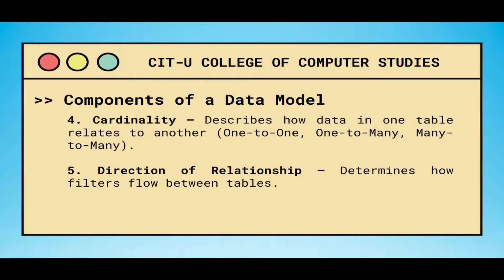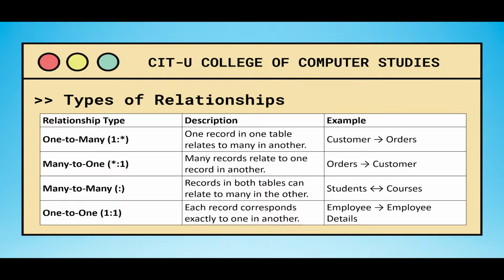Then we have cardinality. So when we say cardinality, this describes how data in one table relates to another. So it's either one to one, one to many, many to one, and many to many. Okay. So we also have the direction of relationship. So this determines how filters flow between tables.